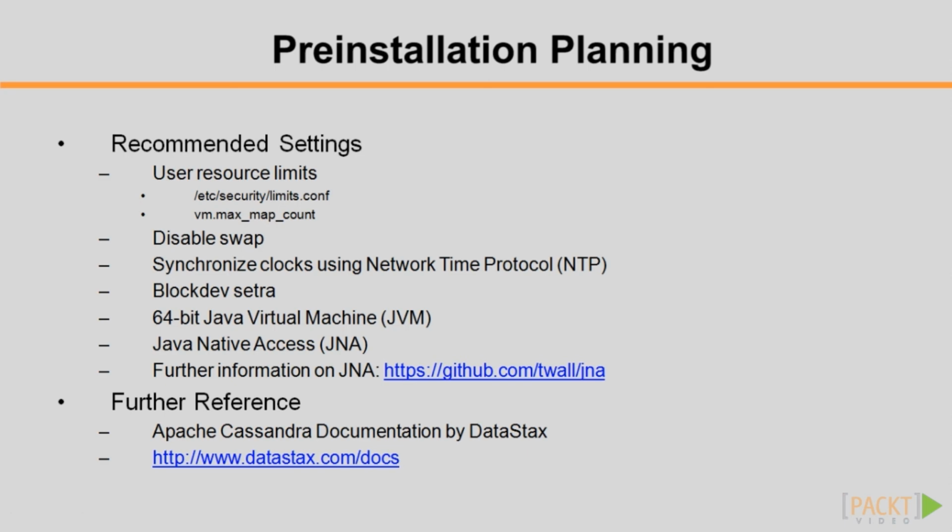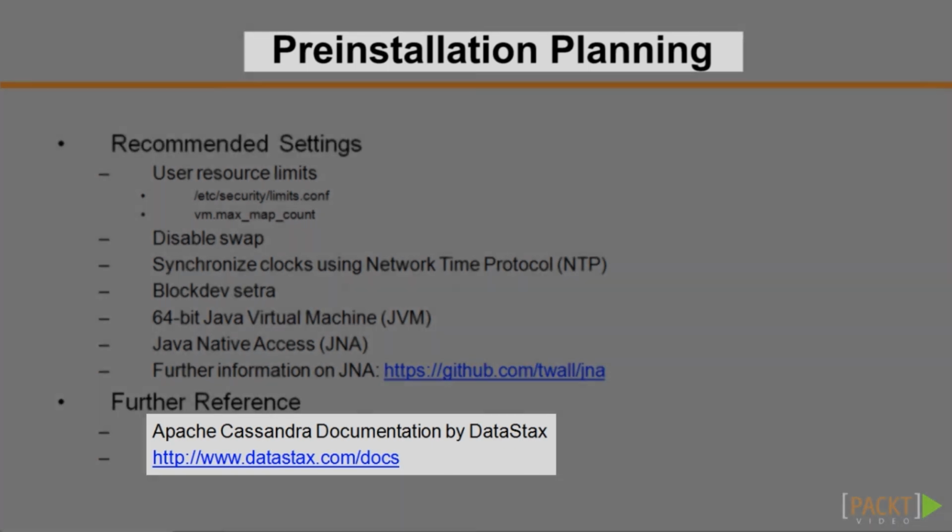Some are operating system related, while others are about Java. For example, Java Native Access, JNA, provides Java programs easy access to native shared libraries without using the Java Native Interface. For the details of these recommendations, please refer to the Apache Cassandra documentation by DataStax.